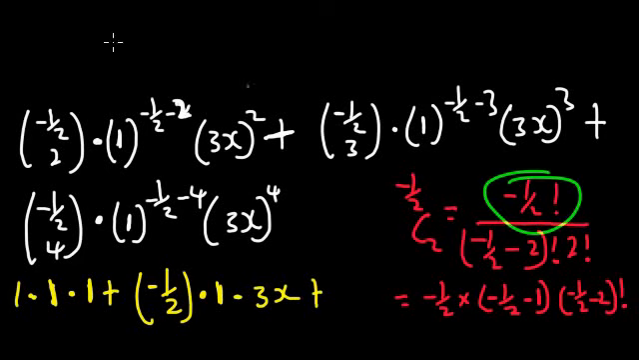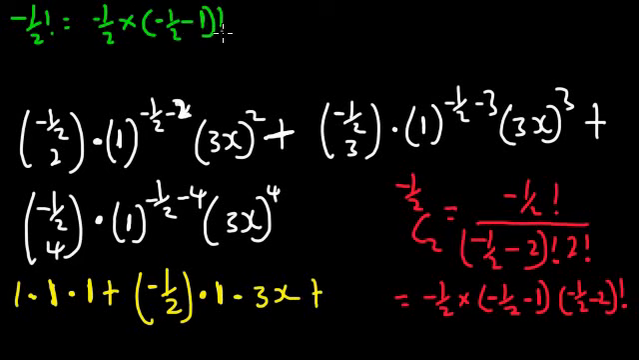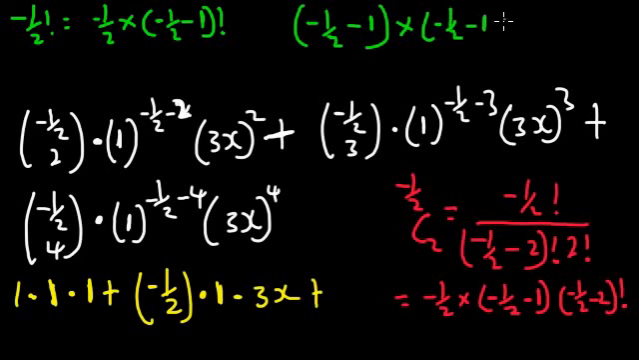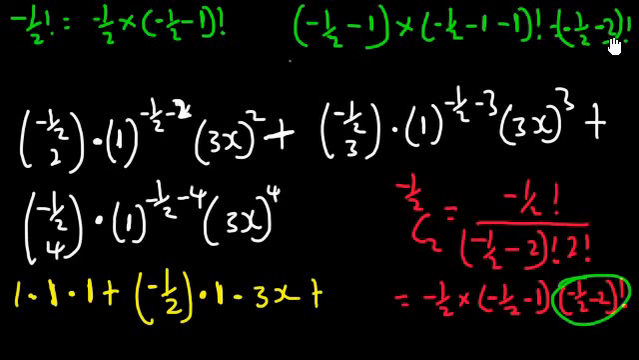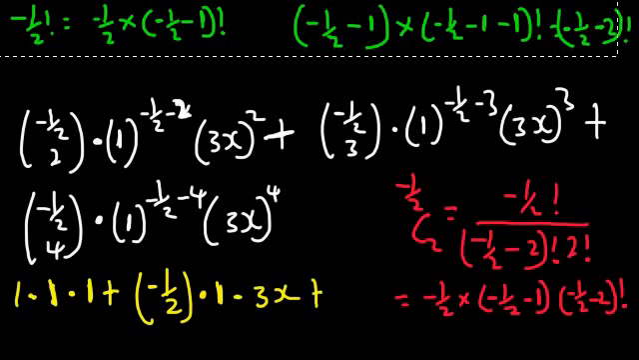So before we move forward, minus half factorial, we clearly agree, is the same thing as minus half multiplied by minus half minus 1 factorial. But what will be minus half minus 1 factorial? It is minus half minus 1 multiplied by minus half minus 2 factorial. So that's how I got minus half minus 2 factorial. Understand? And as you proceed forward, you keep on getting those values like that.